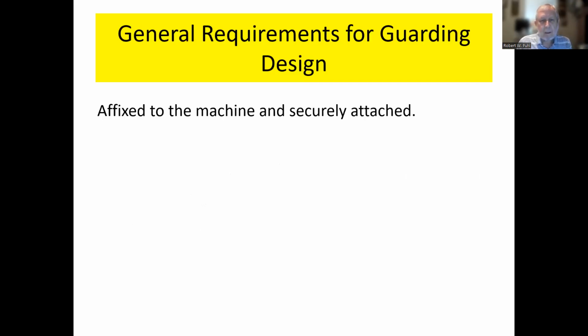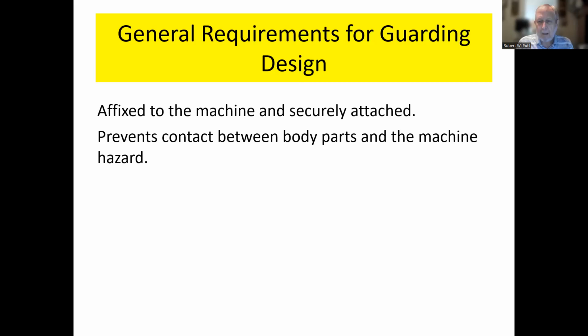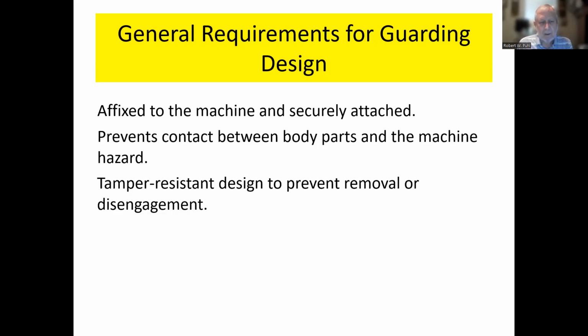Just common sense. General requirements for guarding design: affixed to the machine and securely attached. Prevent contact between body parts and the machine hazard, which kind of recaps stuff here. Tamper-resistant design to prevent removal or disengagement. I mean, if the operator can just open the guard up, what's the point? It's got to take a little bit of effort to move that guard. Now, maintenance people will most likely have to remove the guards to work on a machine, and that's why your two biggest protections on machinery are guards when the machinery is running and lockout when it's not.